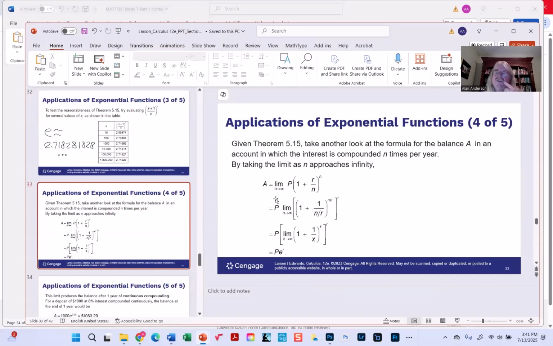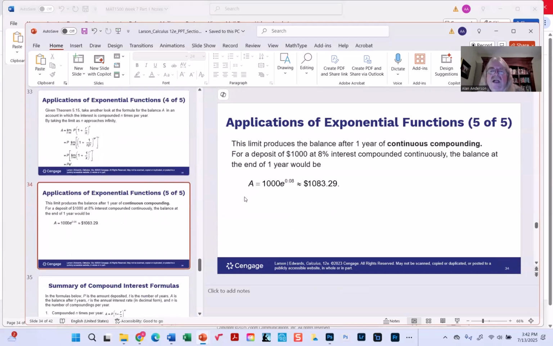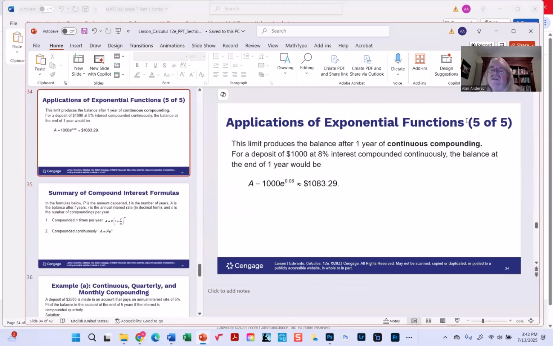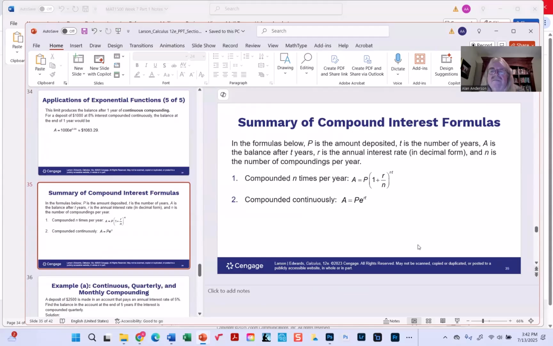So because of that, like I just showed you, if you take the limit as n goes to infinity, you do end up with P e to the r power as your future value formula. And yes, we just got through doing this. They anticipated what I did. The future value would be 1083.29. And yes, they do remind us that this is called continuous compounding. So here, they didn't actually mention that this one is discrete compounding, but that's okay, because the word discrete just means finite, a finite number of compounding periods.